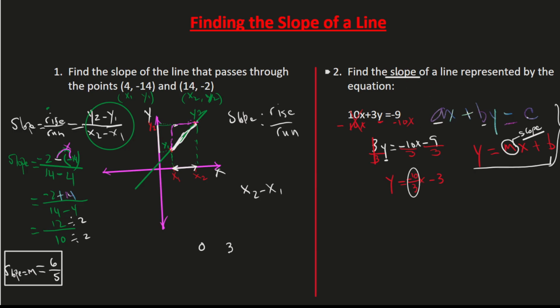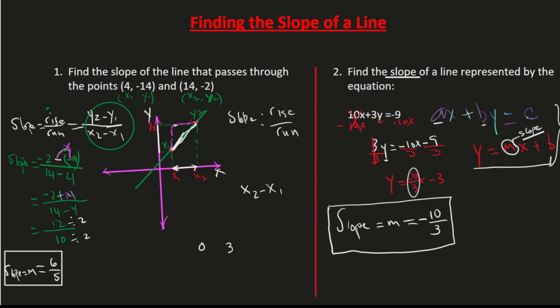So now, they want the slope. I'm going to write slope is equal to m, because m is the same as slope. But I'm going to write this one here. This is minus 10 thirds. And this is the answer of what they ask. The slope is m is equal to minus 10 thirds.